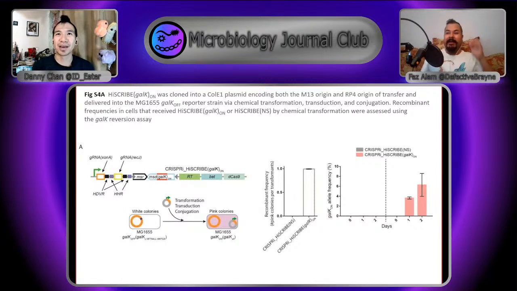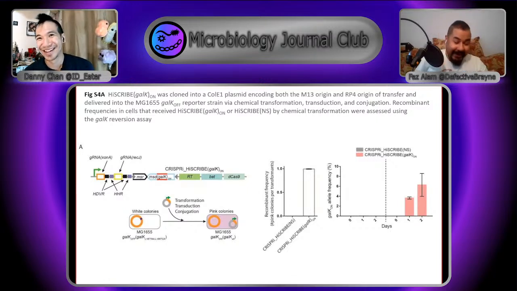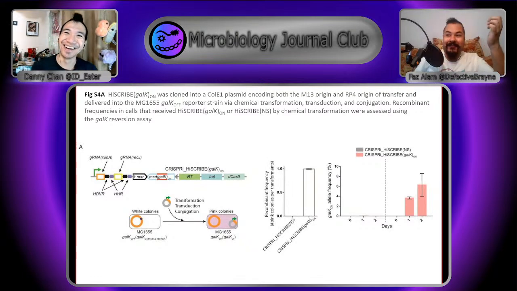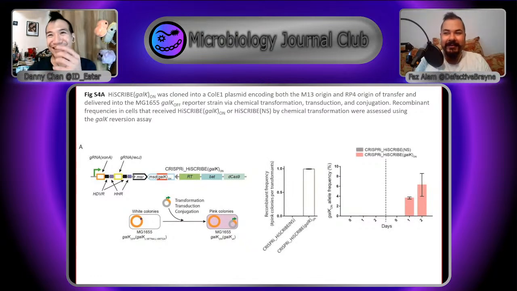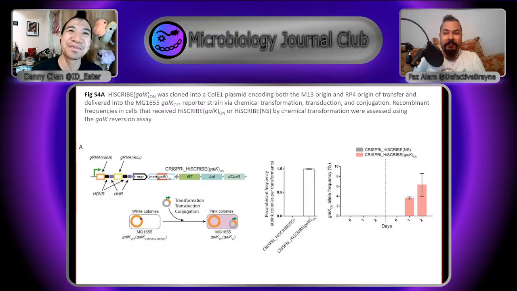It's whatever the backbone of the plasmid is. They've changed it up, so it has a conjugation element. I'm not sure which one. No, M13 is from the phage, and RP4 is conjugation. Right, I knew I'd get that wrong, because the phage is called M13. That makes so much more sense.